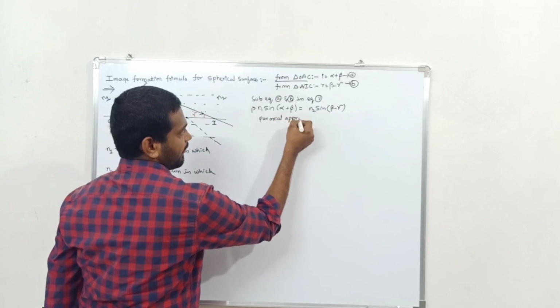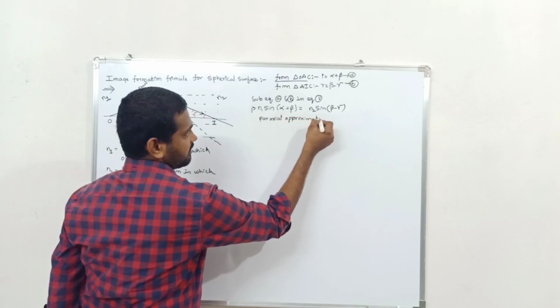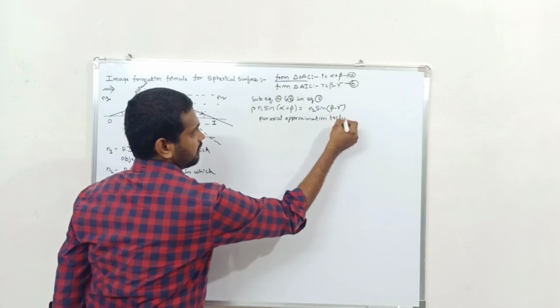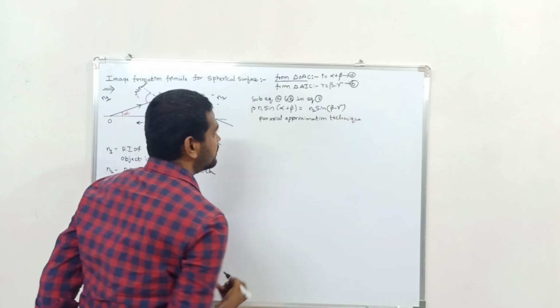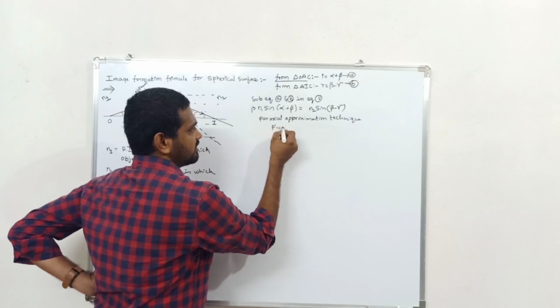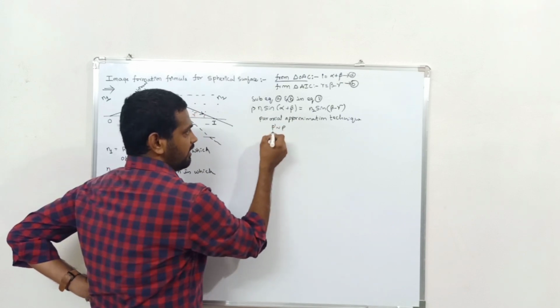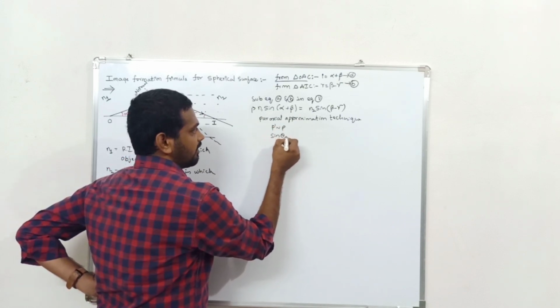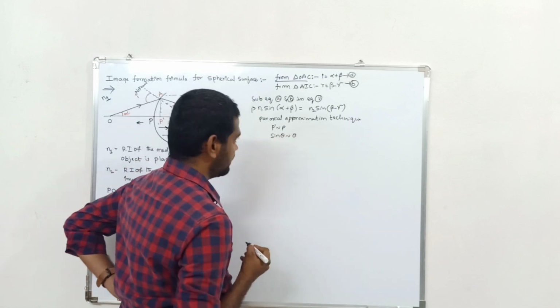Paraxial approximation technique. So during the paraxial approximation technique, you should write P dash is approximately equal to P and sin theta is approximately equal to theta.